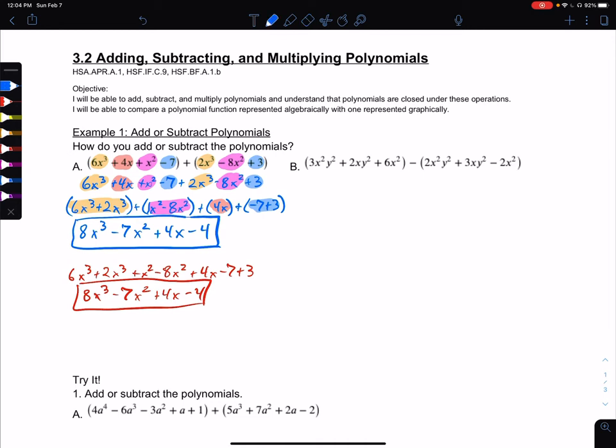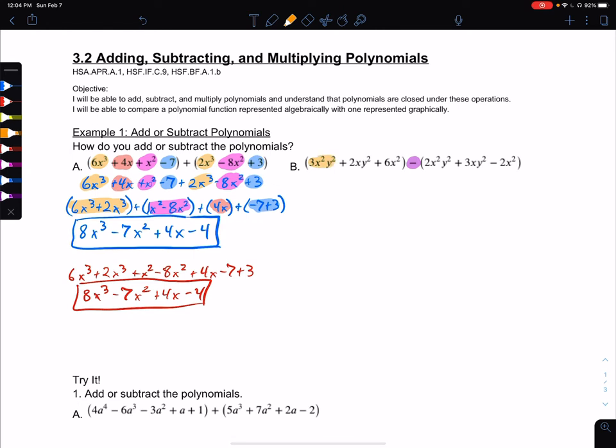All right, let's look at part B. Part B is the same idea. What they're doing here, though, is that we have two variables, and this is a subtraction problem, so we definitely have to be careful with that. All right, so here, again, I'm going to pair them up.